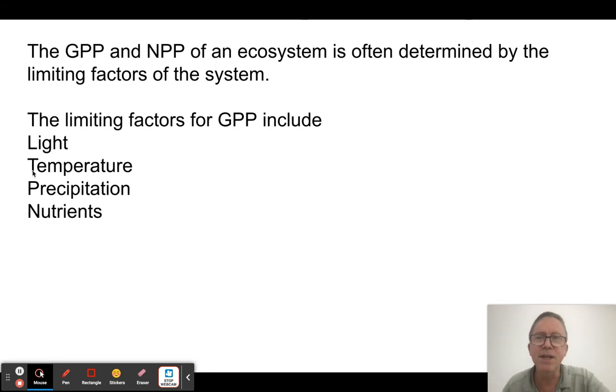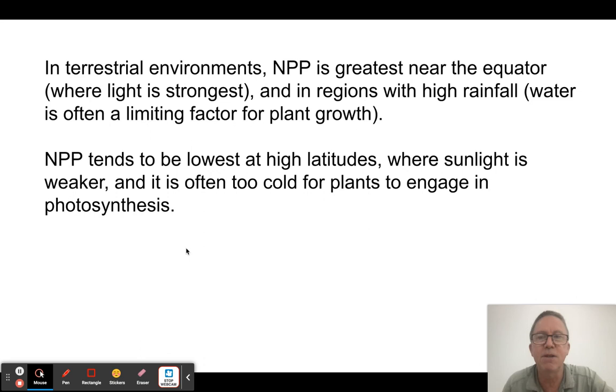So if I run out of any of these things, like at night you can't have photosynthesis because you ran out of light, light became a limiting factor, or if it gets too dense in a forest. So light, temperature, water, and nutrients, these are the things that typically limit productivity of an ecosystem.